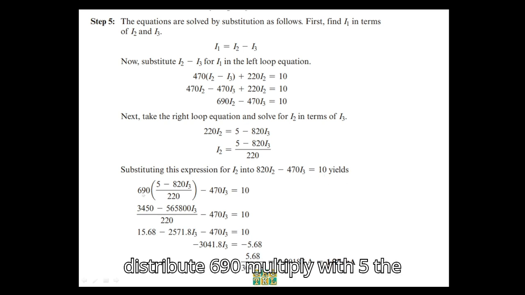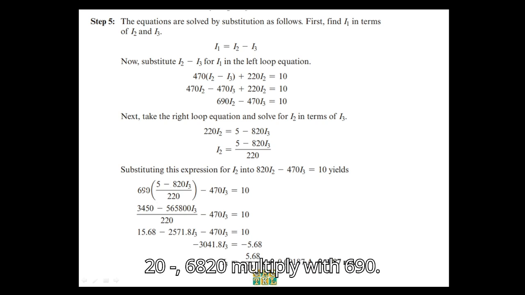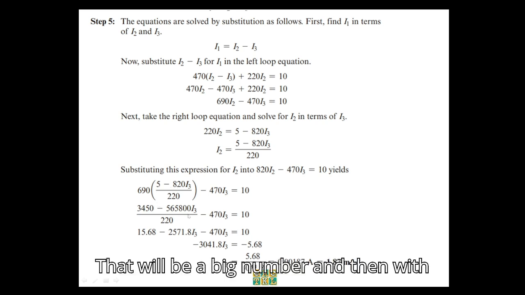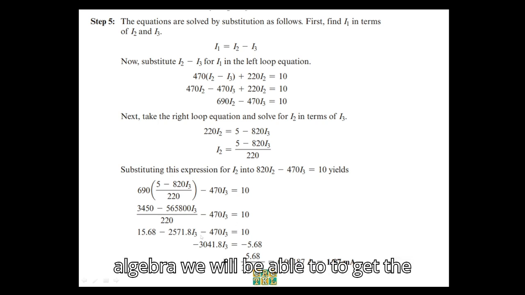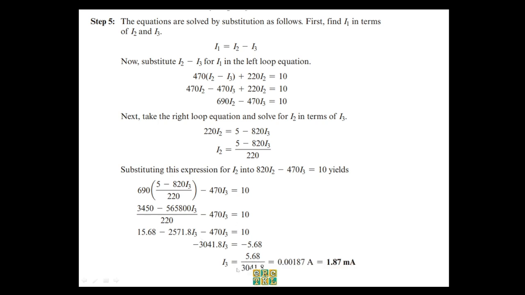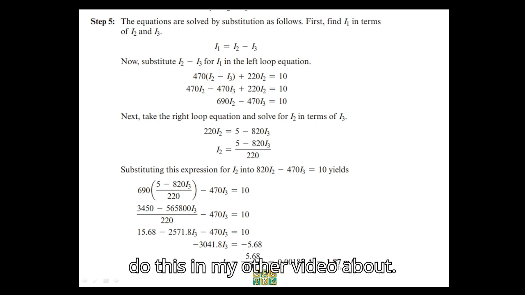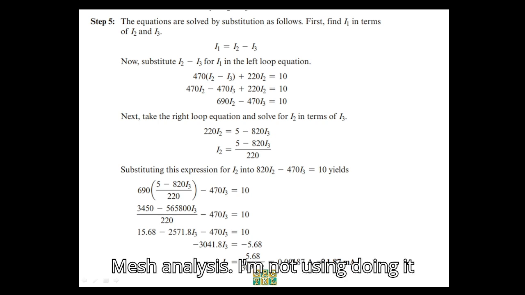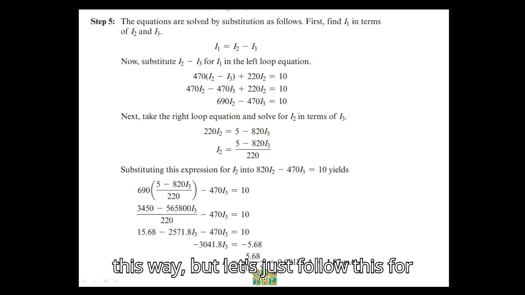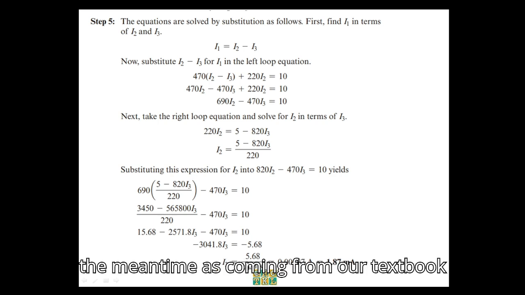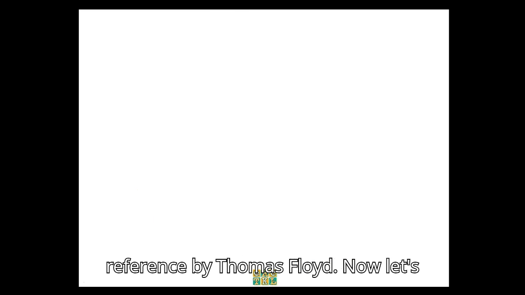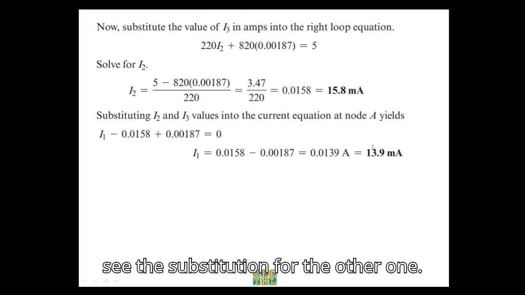And then we distribute 690 multiplied with 5 over 220 minus 820 multiplied with 690. That will be a big number. And then with algebra, we will be able to get the answer I3 as 1.87 milliamperes. But I have a better way to do this in my other video about mesh analysis. I'm not doing it this way, but let's just follow this for the meantime as coming from our textbook reference by Thomas Floyd.